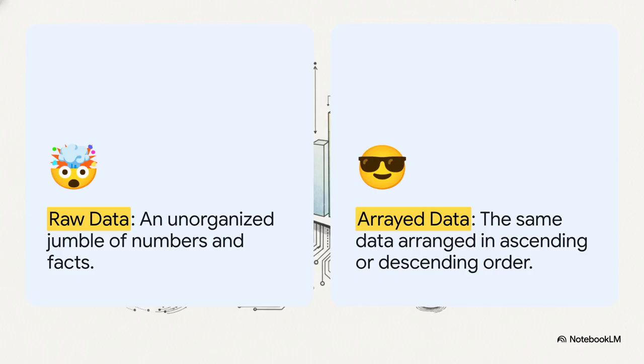We take that raw, jumbled data and we just put it in order, from smallest to largest. This is called creating an array. All of a sudden, you can instantly see the lowest score and the highest score. It's not perfect, but wow, it's a huge improvement already.